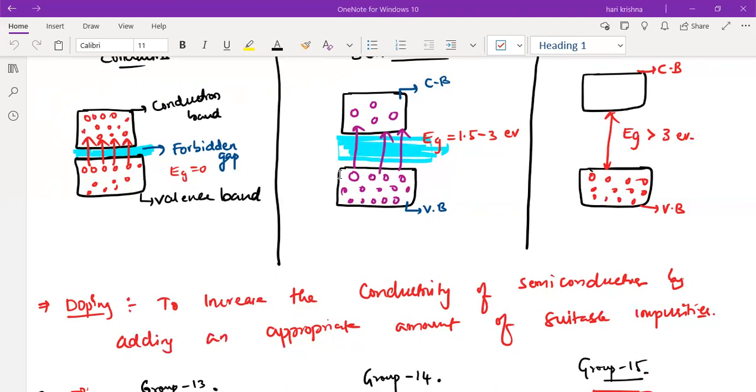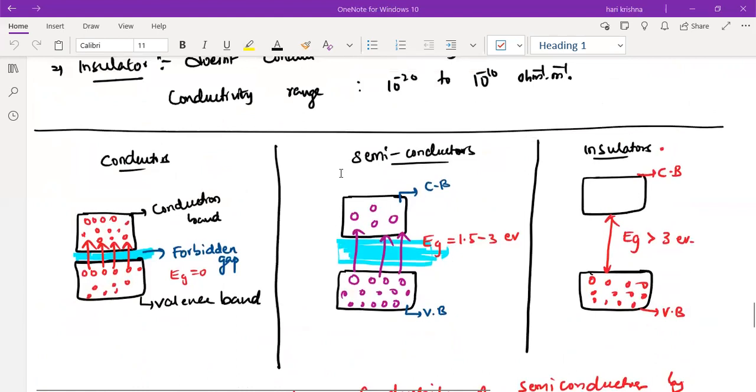Understood? Yes, sir. Okay. Now, next one. In the case of semiconductors, the forbidden gap is a little bit higher than the conductors. So it has an energy gap of 1.5 to 3 volts. So only a few electrons will move from valency band to conduction band. So it will conduct only a partial amount of electricity.